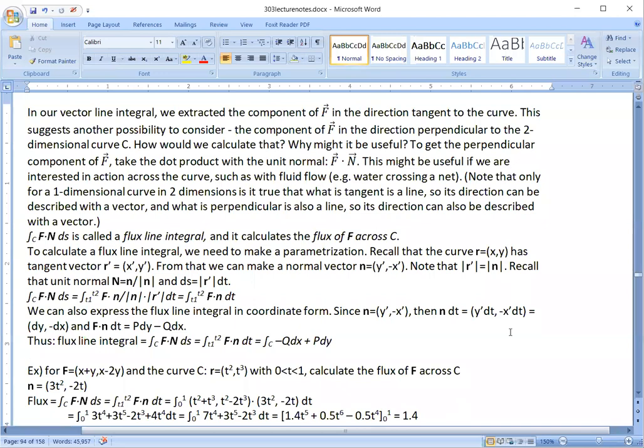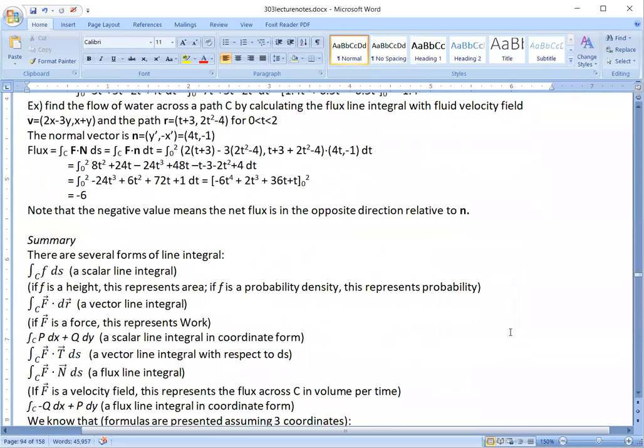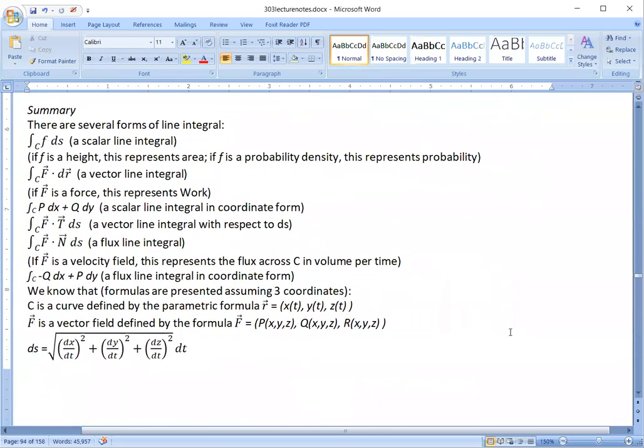So now that we've talked about all these different types of line integrals, I'm going to skip that problem for time. I just want to sum everything up. So here's everything all together. All these different types of line integrals. Scalar line integral. The basic formula is the integral over the curve of scalar function f ds. And notice that if f represents a height, this is an area. If f is a probability density, it represents probability. If f is a mass density, it represents mass.